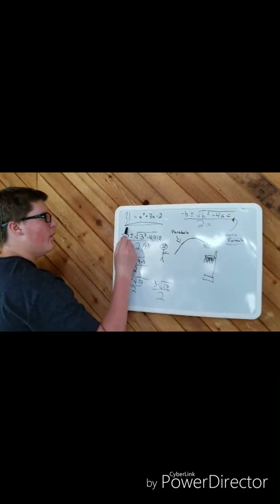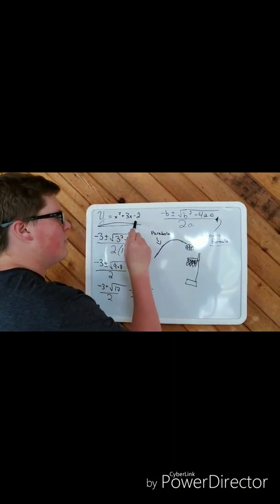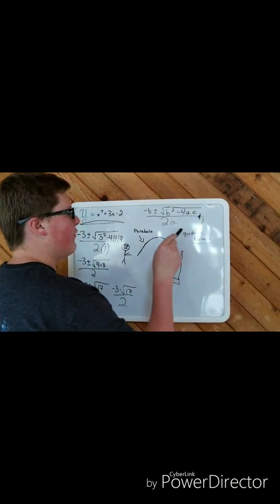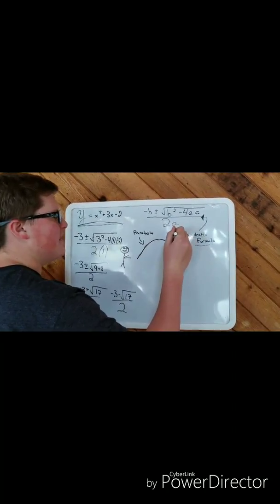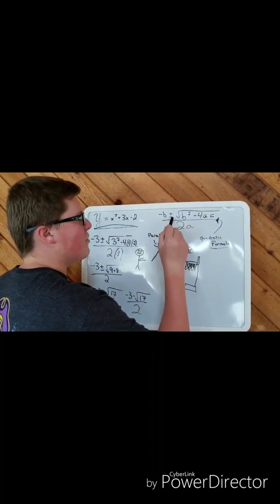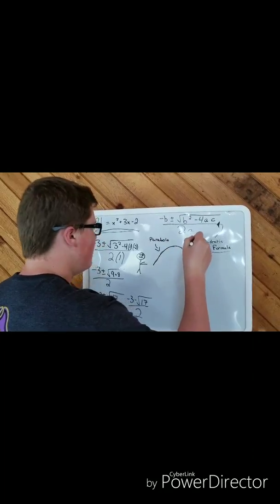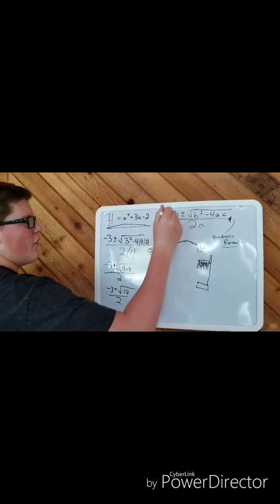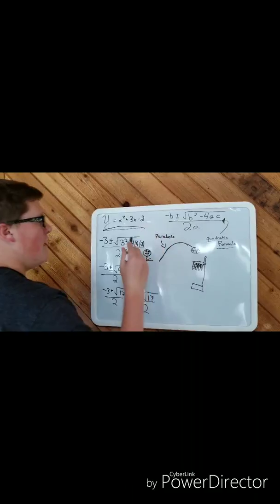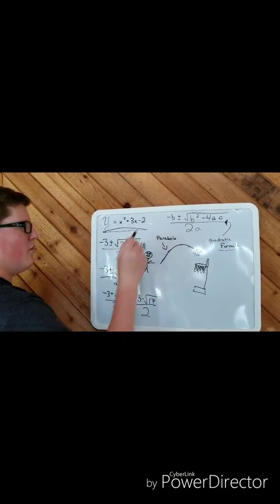First, we got our quadratic equation, which is y equals x squared plus 3x minus 2. Now here we got our quadratic formula, which helps us determine the x-intercepts, or your roots. It is negative b plus or minus the square root of b squared minus 4ac all over 2a. You got to plug in these terms for their corresponding letters. For example, b is 3 and c is negative 2.